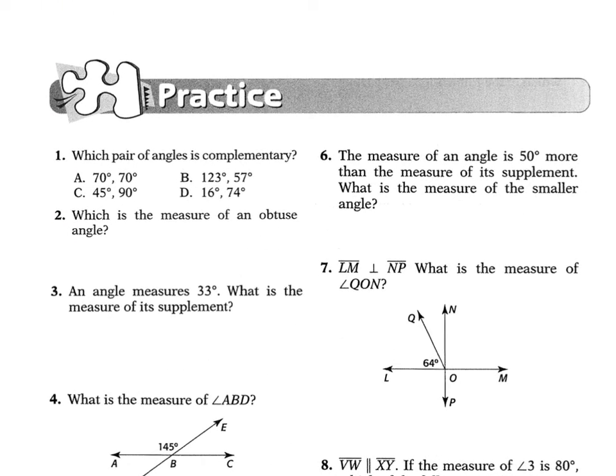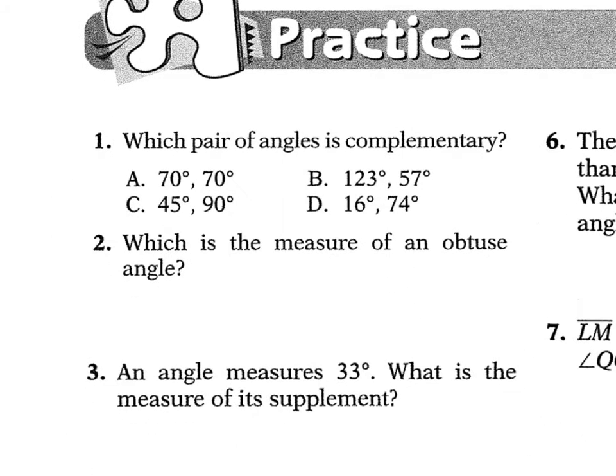For the first page, it says which pair of angles is complementary. For A, it gives you 70 degrees and 70 degrees, that's 140 degrees. That's not complementary. For B, we have 123 plus 57 degrees, which is 180 degrees. That's not complementary, that's supplementary. For C, we have 45 degrees and 90 degrees, so that's 135 degrees. It's not complementary. And then D is 16 plus 74 degrees, that's 90 degrees, so D is your answer.